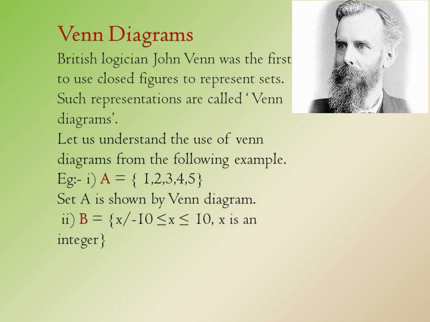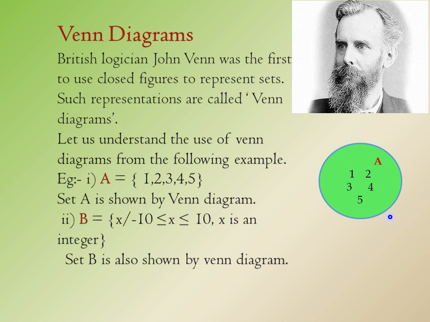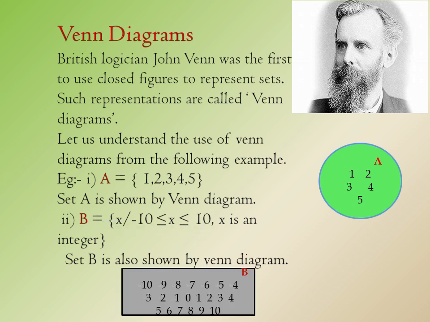Here I have shown set A in a circular shape, and the capital letter A has been mentioned to represent the set. In the second example, set B is the set of all x such that x is an integer between -10 and +10. Set B is also shown by a rectangular Venn diagram. One thing you have to remember is that Venn diagrams can be shown in any shape, but it should be a closed figure.